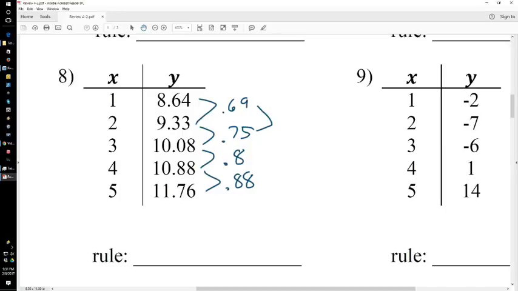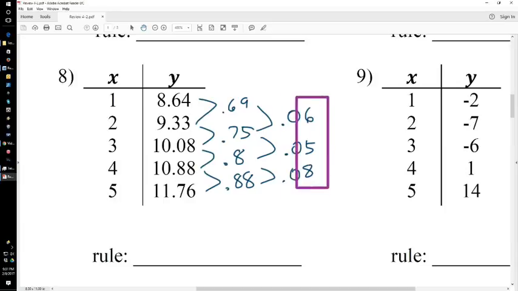0.75 minus 0.69 is 75 minus 69. That's 0.06. 0.8 minus 0.75 is 0.05. And this is 0.08, so those are awfully close. Those are so close it's not even funny. However, they're not perfect. So let's back up. Let's check out the ratios real fast. Okay, so I'll leave that there, but I want to try the ratios.